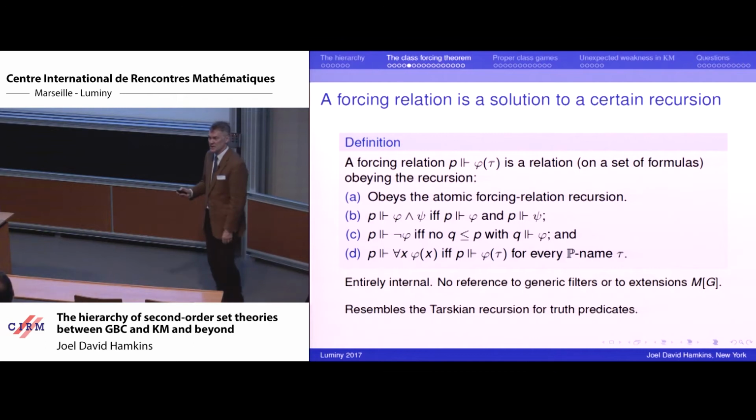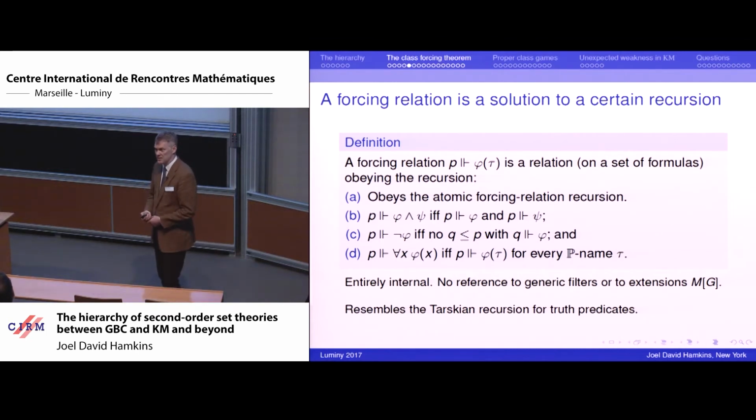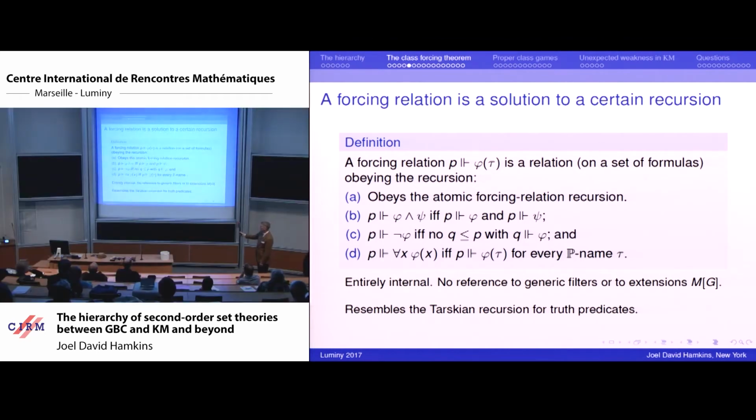Okay, and then what does it mean to have a forcing relation on some other formula, phi? Well, it means that you have a relation that obeys the forcing relation recursion on phi and the substitution instances of its subformulas. So a forcing relation on a formula is defined on some set of formulas closed under subformula and substitution of names, and it obeys the atomic forcing relation that I just described, and it obeys the expected recursion. So a condition p forces a conjunction if it forces both of them, and the negation if there's no stronger condition forcing the opposite, and it forces a universal if it forces every instance of that formula.